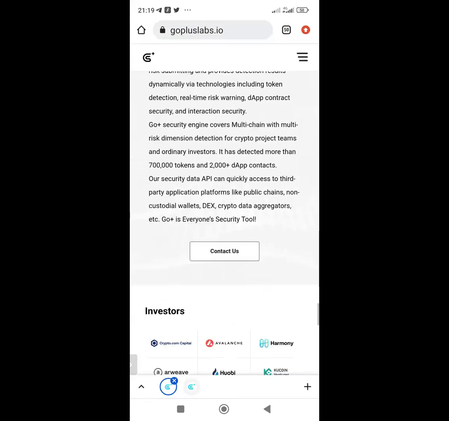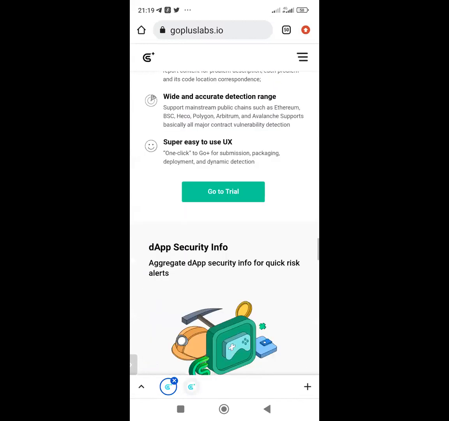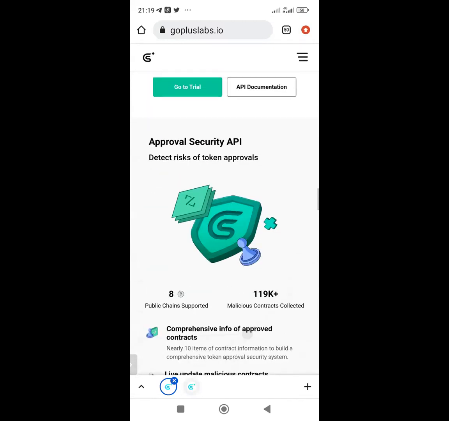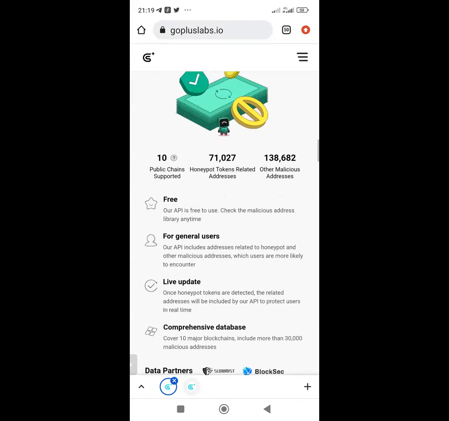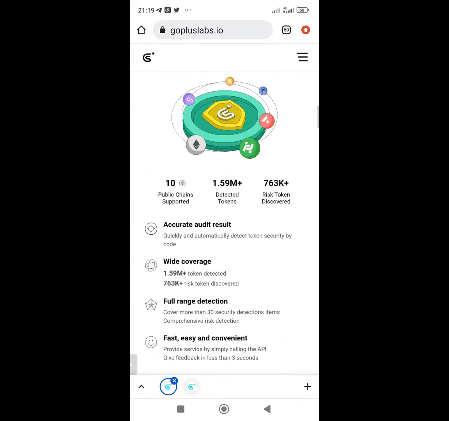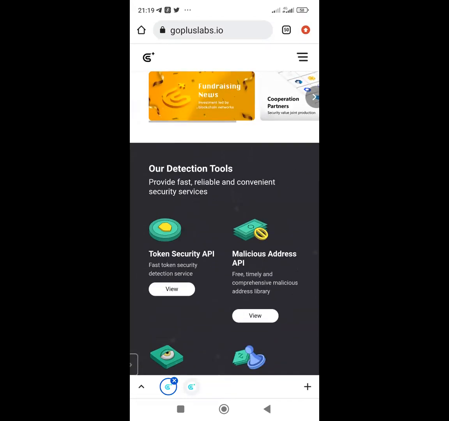If I enter KuCoin now, how do I go to Go Plus? You cannot access Go Plus from KuCoin. If you want to check any of your coins, whether it's good or bad, go and type gopluslabs.io.